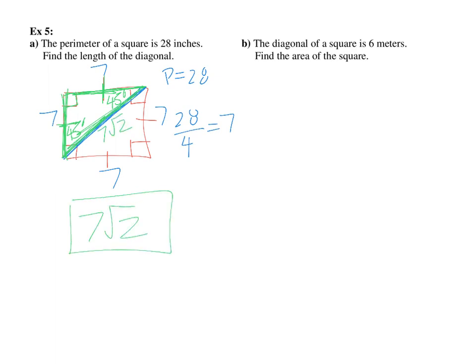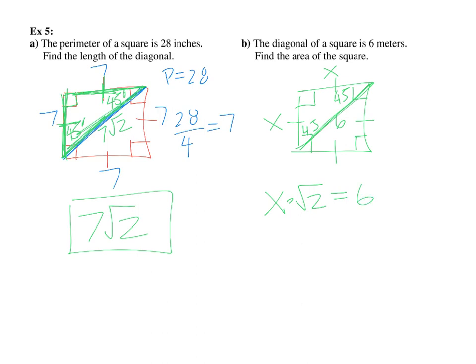You're done. All right. And for B, the diagonal of a square is 6 meters. Find the area of the square. Okay, so I have a square again. The diagonal is 6 meters. They want me to find the area. Okay, well, just like before, I know that these triangles are 45, 45, 90 triangles. This is X. Okay, well, what do you do to the leg to get the hypotenuse? Or in this case, the diagonal. I multiply the leg by square root of 2 to get the hypotenuse, which is the diagonal.